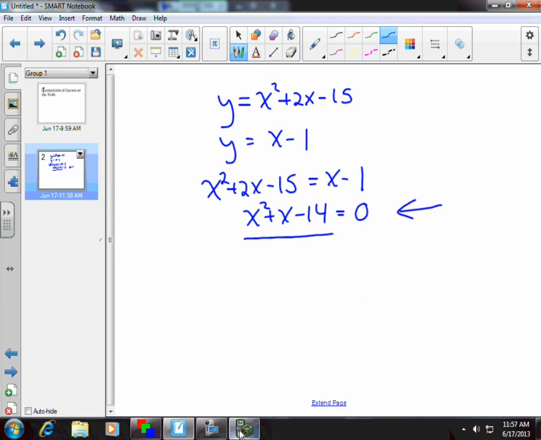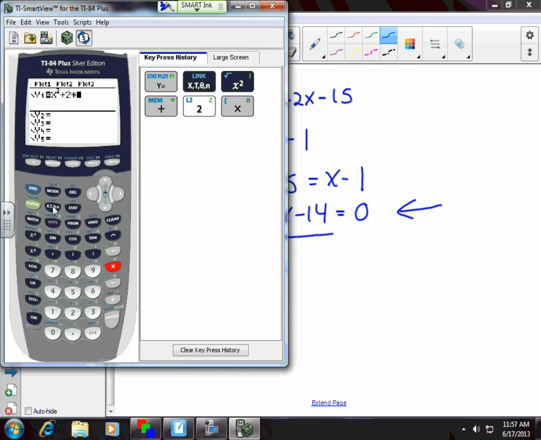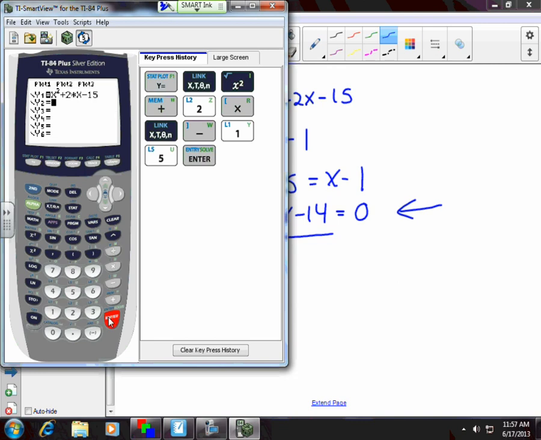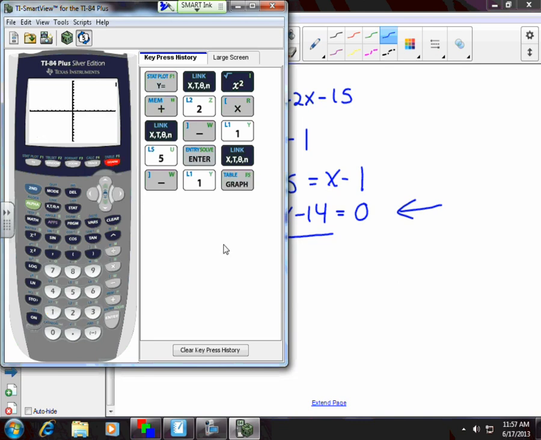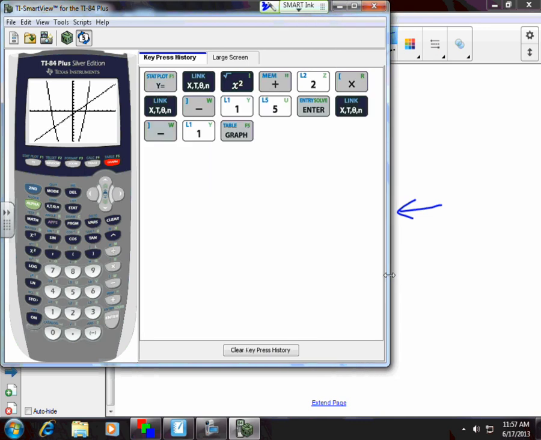So let's enter our functions in. We go to y equals, and remember our functions are x squared plus 2 times x minus 15. That's our first function. And our second function is just x minus 1. And we want to graph these functions. You can see the first function comes up first, and then the second function comes up. So you can see the points of intersection.